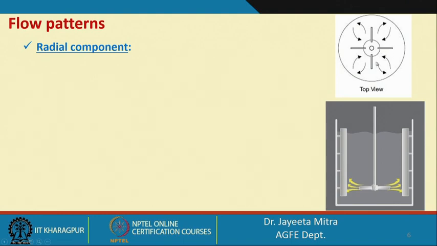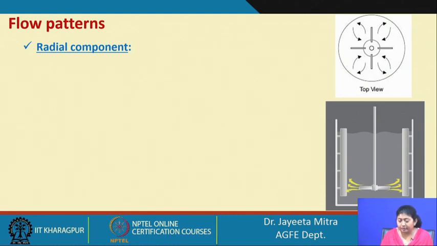Okay, 4 blades are there, and because these 4 blades are there and there are baffles, it will create a small flow or vortex there. If you look at this small flow from the top view, the direction of the liquid mixing is in the radial direction, from the center to the periphery and again from the periphery to the center. So, the flow pattern will follow the radial direction. So, these are the radial components.